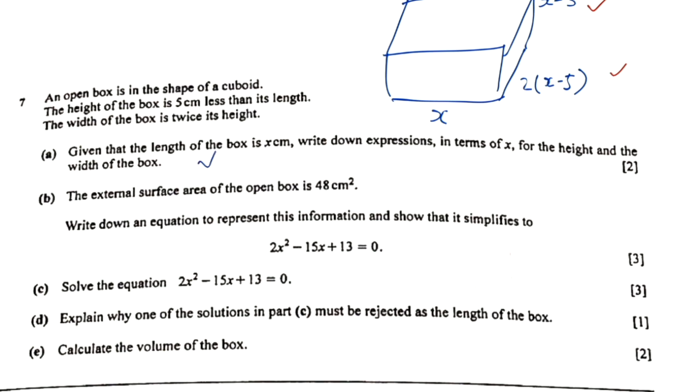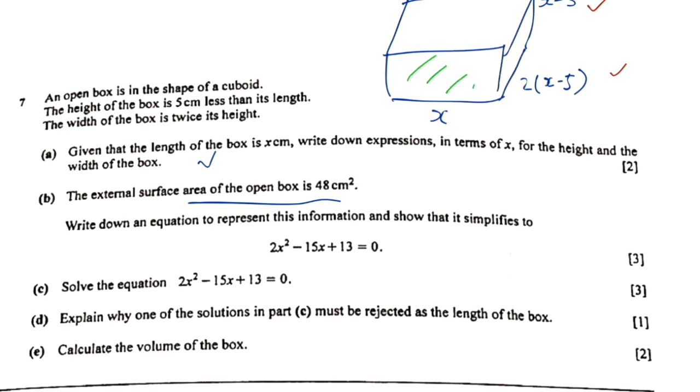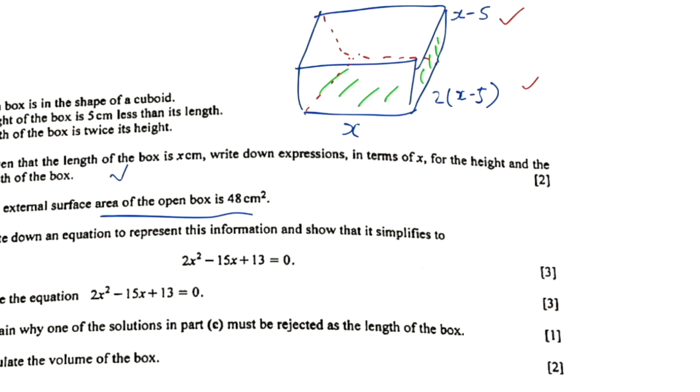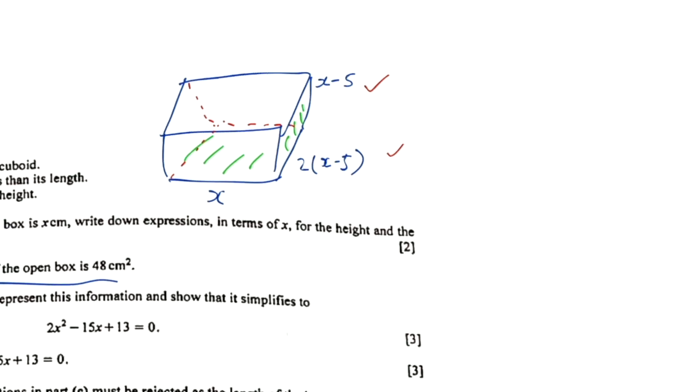Next, the external surface area is 48 cm squared. Write down an equation to represent this information and show that it simplifies. So the external surface area: where is it? We have this side, and this side, and then we have the bottom. How many sides are there? We have to write down all of them. First, let's use the purple color. This is the purple color side.